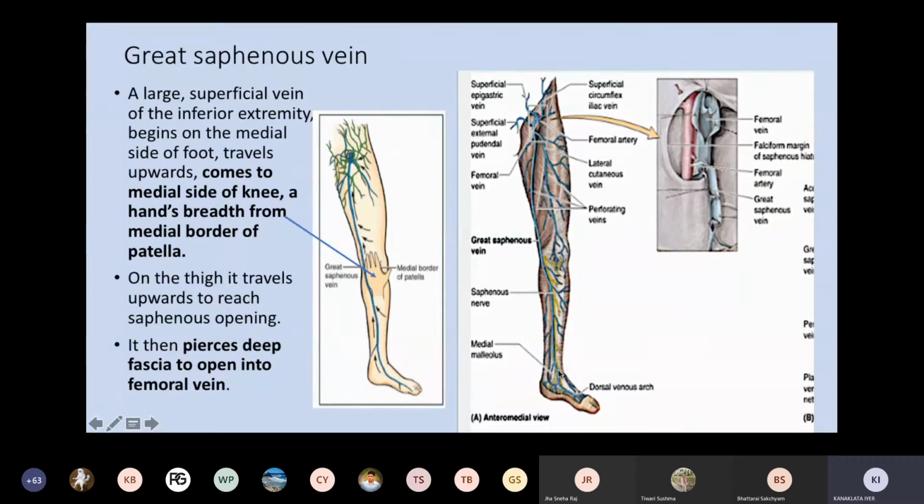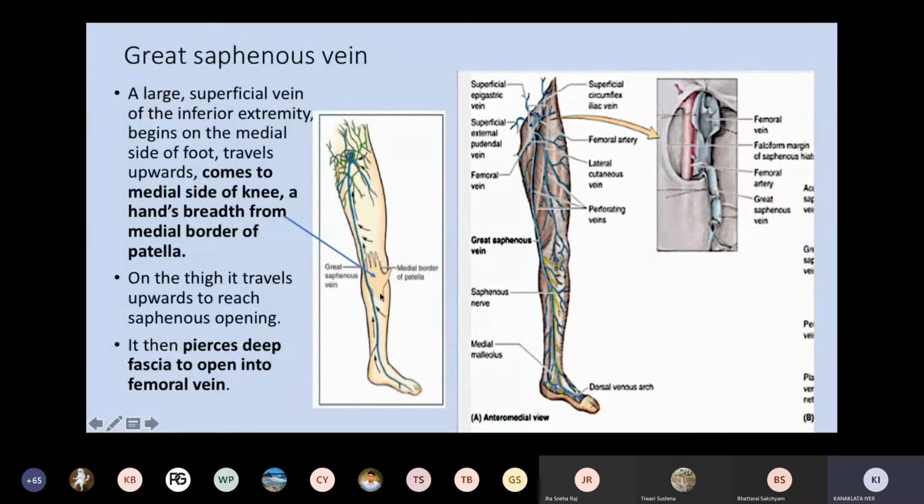Now, the vein has to travel upwards. So the first part lies almost in contact with the lower 1/3 of the tibia. From there, it will travel upwards on the medial side of the leg, and now it will come to the knee joint. This is the knee joint, that is the patella, and here it lies about one hand's breadth. Look at this figure. You can see the hand. One hand's breadth on the medial side of the medial border of the patella. This is patella. This is its medial border.